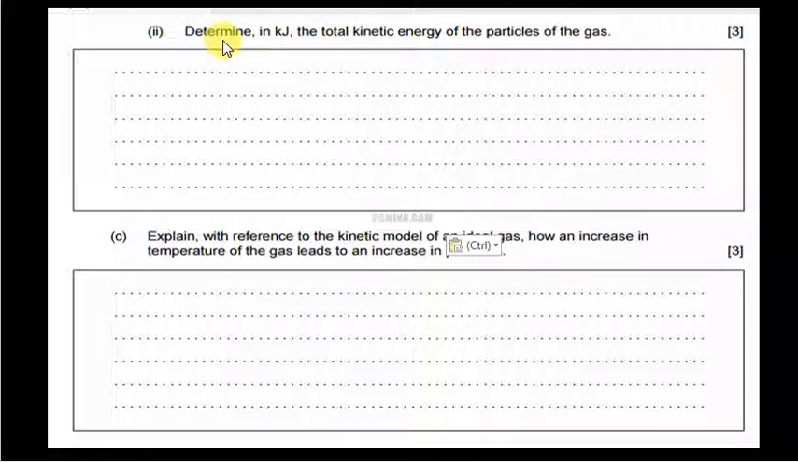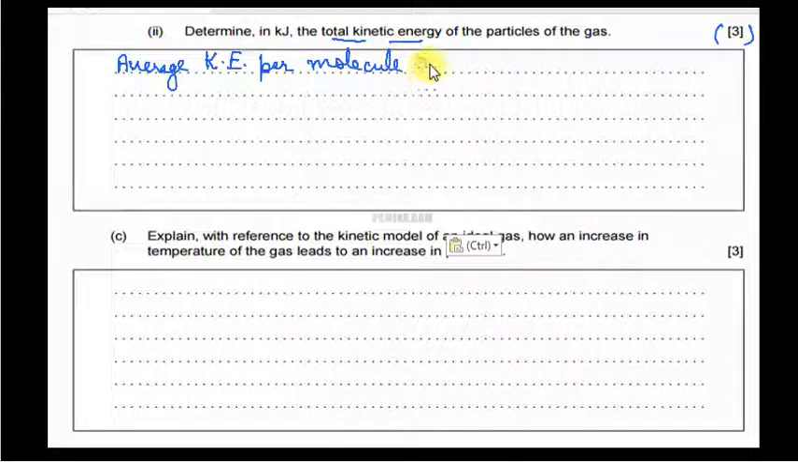In the second part of B, they're asking determine in kilojoules the total kinetic energy of the particles of the gas. In order to find total kinetic energy of the particles, and see, this is a 3 marks question, so how are you going to write the answer? First thing is you mention the formula that we know for average kinetic energy per molecule. So what is the average kinetic energy per molecule? We calculate this as 3 upon 2 times kT, where k is Boltzmann constant and T is the temperature.